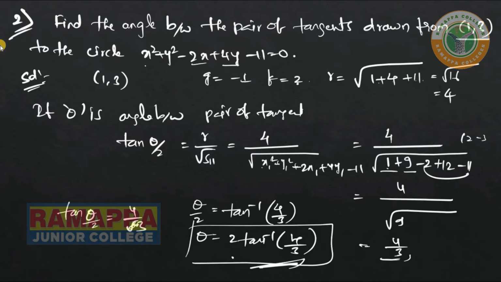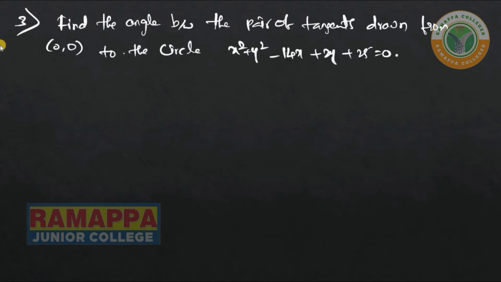So third question is also the same, maximum like this only. We'll do that one also. Here third question is also the same thing: find the angle between the pair of tangents drawn from the origin (0, 0) to the circle x square plus y square minus 14x plus 2y plus 25 is equal to 0. So this is easy here.